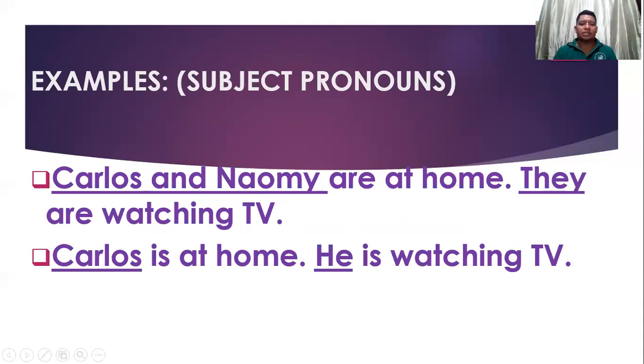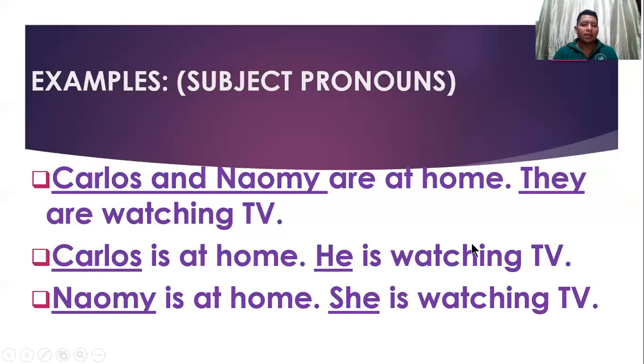The second example, Carlos is at home. He is watching television. Okay, Carlos is a man. That's why here we wrote he, because we want to avoid writing Carlos again. So he means Carlos. The next example. Naomi is at home. She is watching TV. Okay, Naomi is a woman. That's why we wrote here she. We use she for a girl or for a woman.